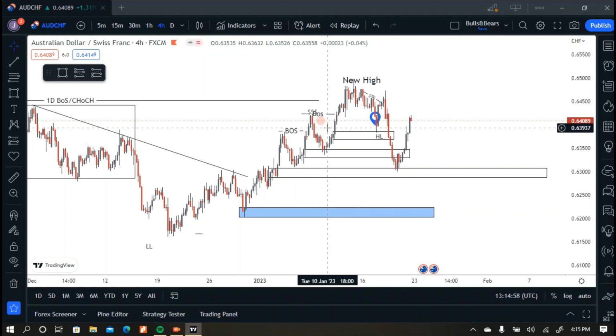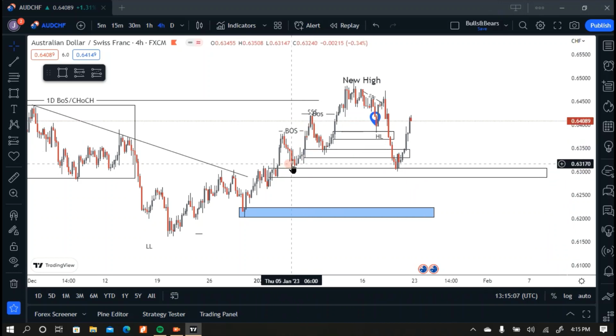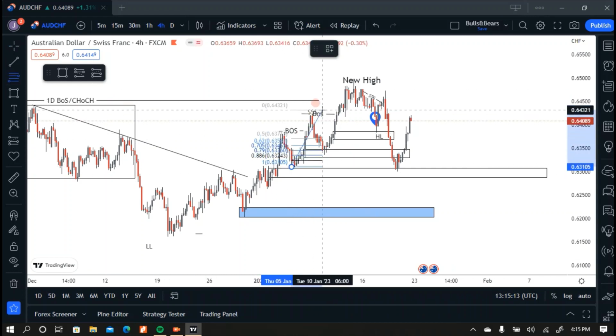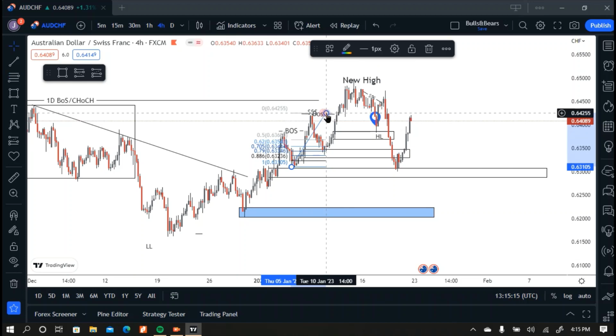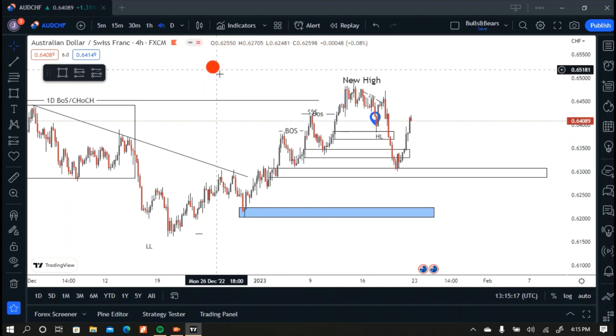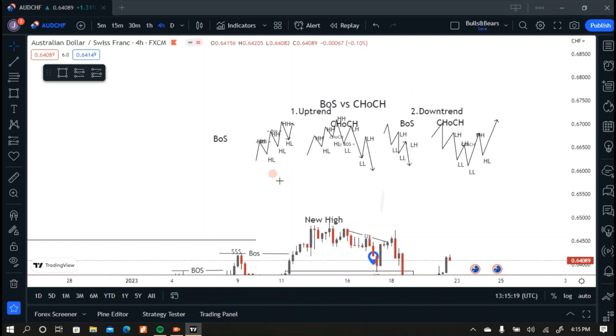Now when something like this happens, we would be looking at buying opportunities within this price range, from here to here. Why? Let's go back to that drawing.